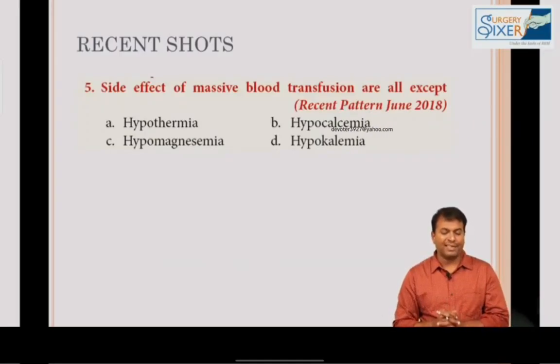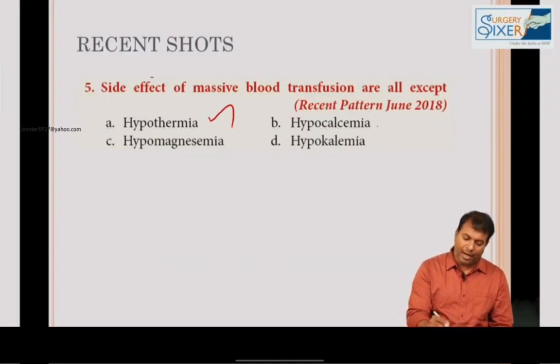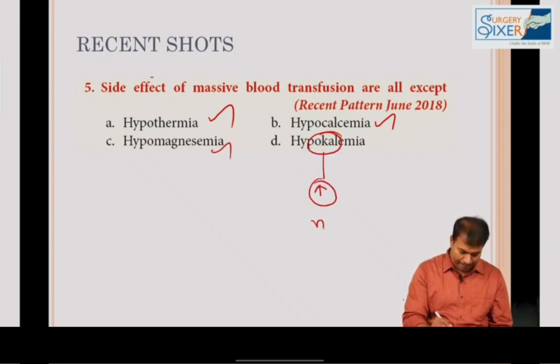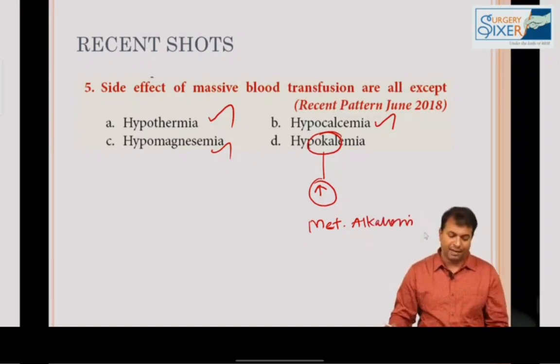Side effects of massive blood transfusion are all except. I told you hypothermia may happen, hypocalcemia, hypomagnesemia. What will happen to potassium? There will be hyperkalemia and also there will be metabolic alkalosis. Metabolic alkalosis and hyperkalemia are seen in massive blood transfusion protocols.